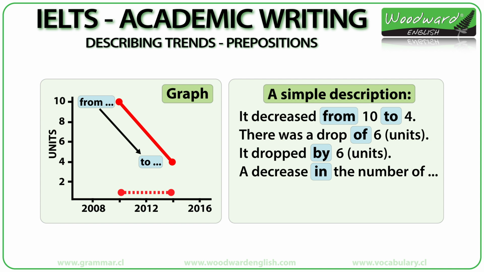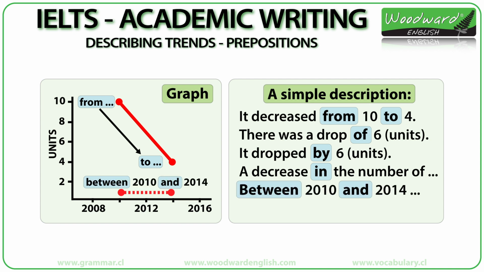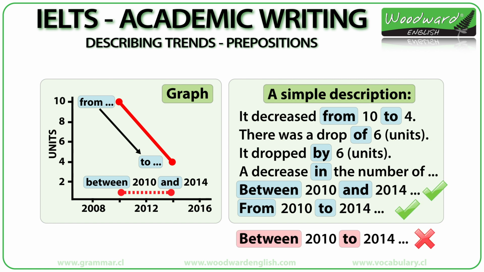For time periods that include 2 dates, we can say between 2010 and 2014. We could also use from 2010 to 2014, but we cannot mix the prepositions and say between 2010 to 2014. No, this is not correct.